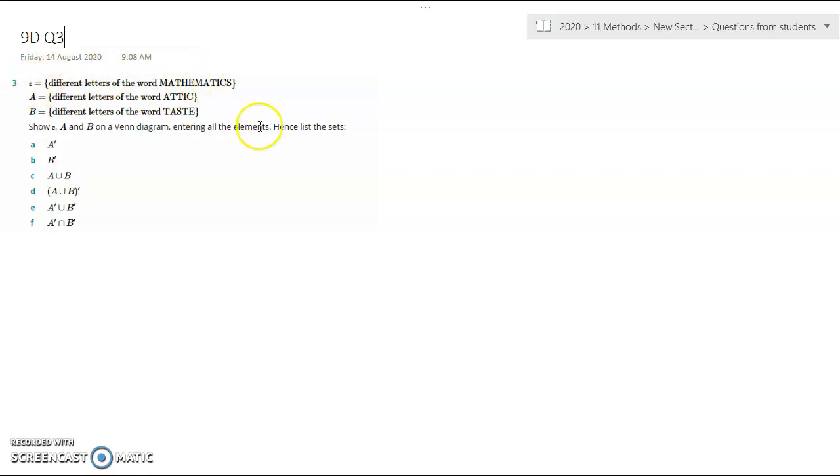So epsilon, which is this. You guys know it. That's how we write it. It's the universal set. So these set A, set B are both subsets of our universal set, which is epsilon. So they're made up of everything out of this word, mathematics. Set A is the different letters of attic, set B is the different letters of taste. Show these on a Venn diagram.